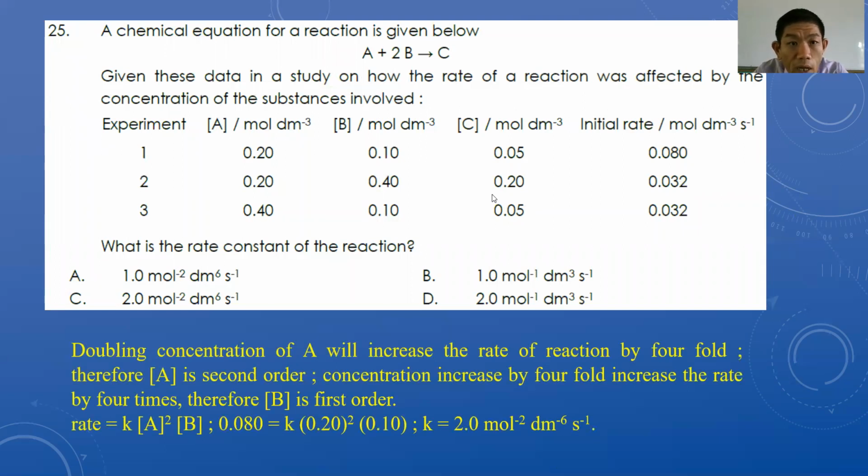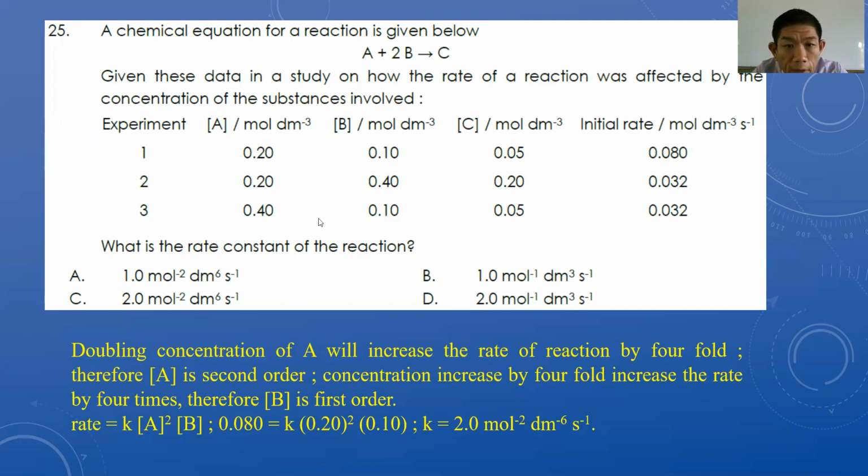Okay, so doubling the concentration of A will increase the rate of reaction by 4 times. Therefore, A is second order. So you can see from the comparison between experiment 3 and experiment 1, the concentration, okay, 0.40 and 0.20, so you increase the rate by 4 times, so A is second order.